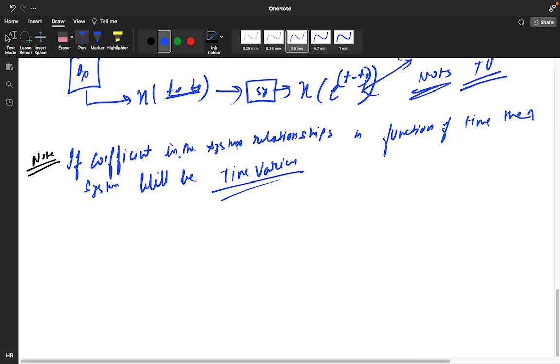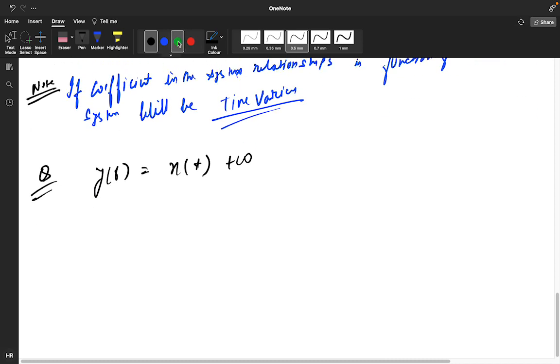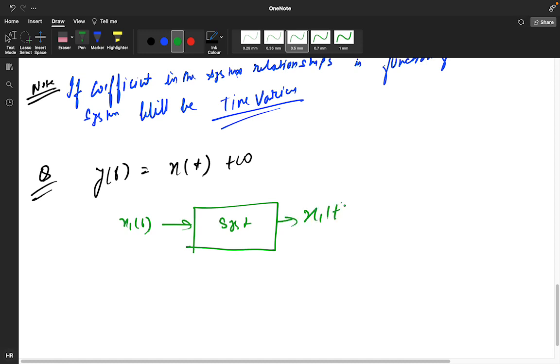Now I am giving you one particular question. You have to say whether it will be time variant or time invariant. y of t is equal to x of t plus 10. Time variant or time invariant? So this is your system. You are giving x1 of t. What is the system doing? It's taking x1 of t and adding 10.